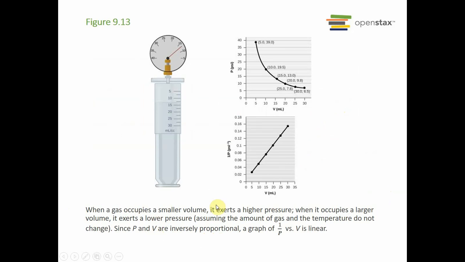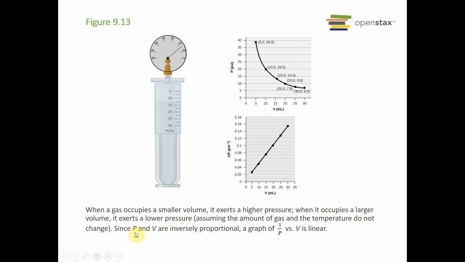When a gas occupies a smaller volume, it exerts a higher pressure. When it occupies a larger volume, it exerts a lower pressure, assuming that the amount of gas and the temperature do not change. By amount of gas, meaning moles of atoms, which we call lowercase n.